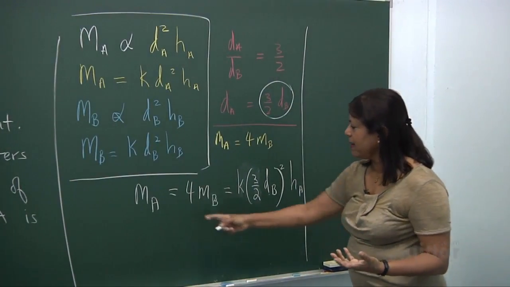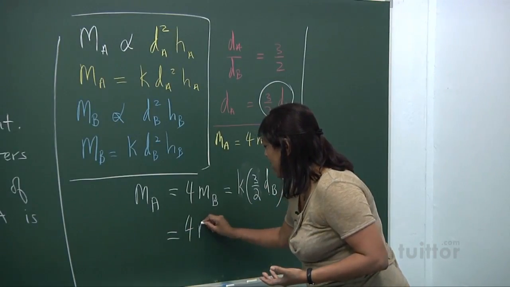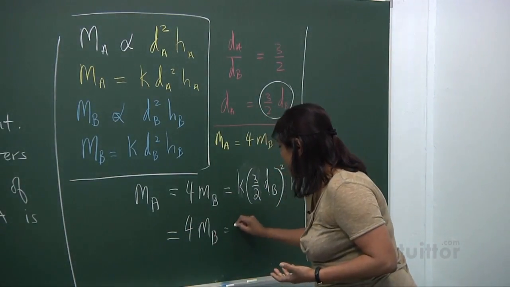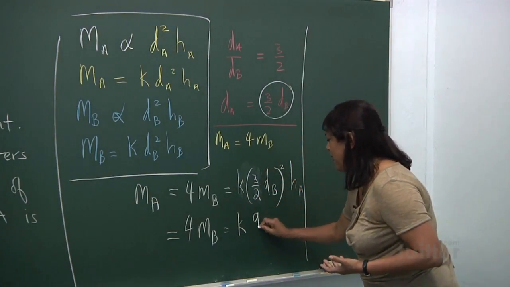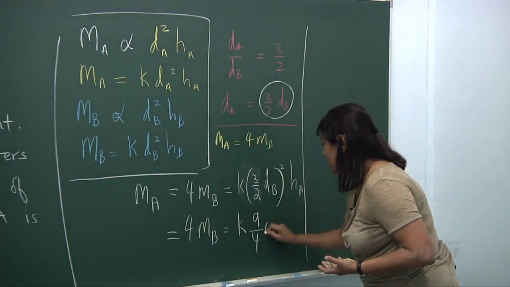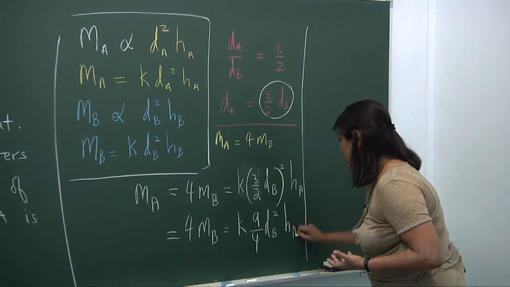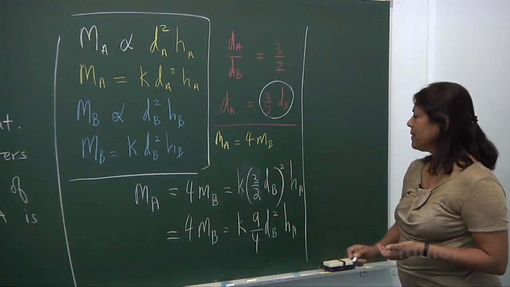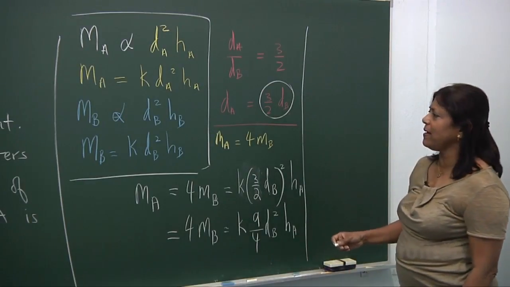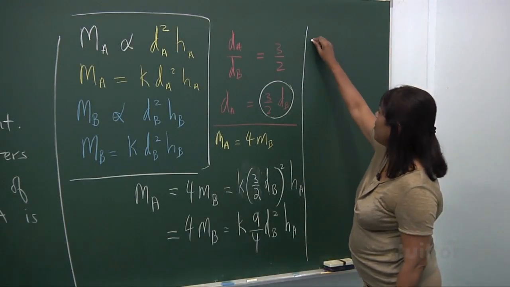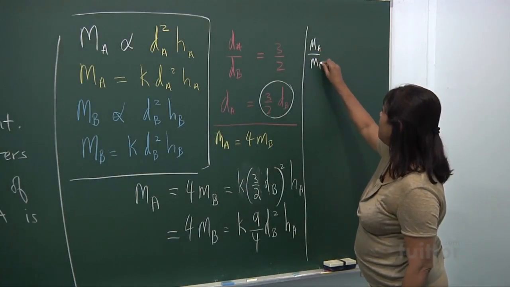Let's simplify it. Mass of A is 4 times the mass of B, and we've got K, and 3/2 squared will be 9/4, dB squared and HA. Got it? Now, having got that, my dear friends, we compare it. We said mass of A over mass of B. What is mass of A over mass of B?